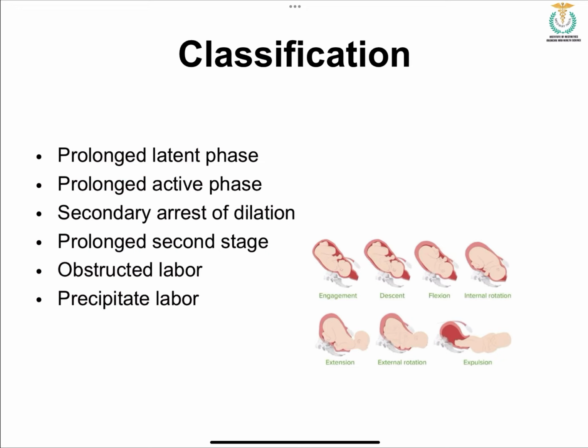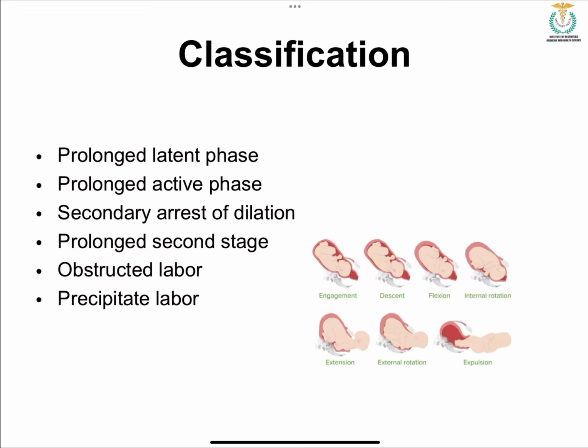Last is the precipitate labor. Precipitate labor is a very rapid labor. Watch for perineal trauma and postpartum hemorrhage. So these are the different types of abnormal labor, and always document the pattern on your partograph or labor care chart, so it will guide the escalations.